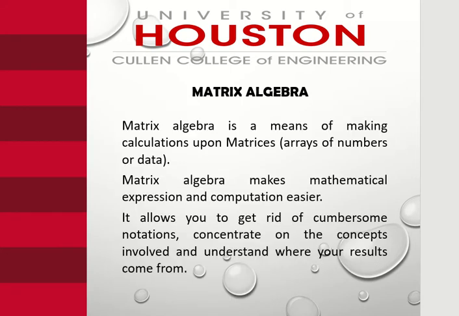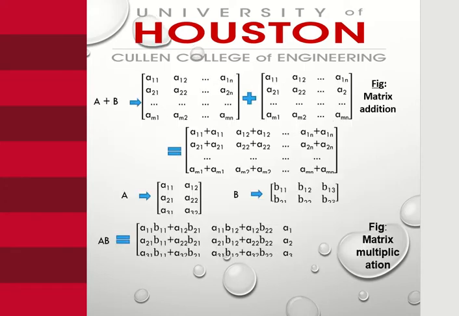What is matrix algebra? Matrix algebra is a means of making calculations upon matrices, that is, arrays of numbers or data. Matrix algebra makes mathematical expressions and computations easier. It also allows you to get rid of difficult notations, concentrate on the concepts involved, and understand where your results come from. So examples of matrix algebra are matrix addition, matrix subtraction, matrix multiplication, etc.